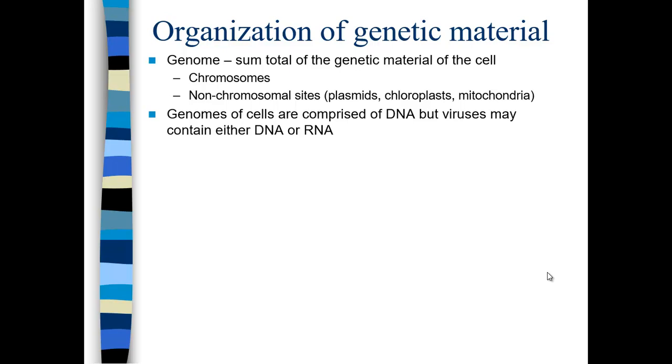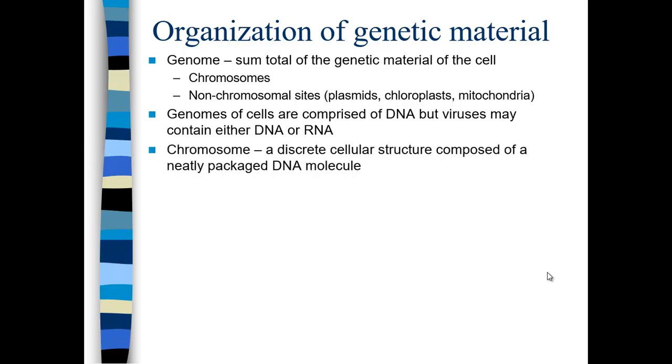Genomes of cells, cellular material, have DNA, but in viruses they may include either DNA or RNA, since viruses can be DNA-based or RNA-based. A chromosome is just a discrete cellular structure composed of neatly packaged DNA molecules. So chromosomes are not organelles. They are molecules. You find chromosomes in both prokaryotic and eukaryotic cells.